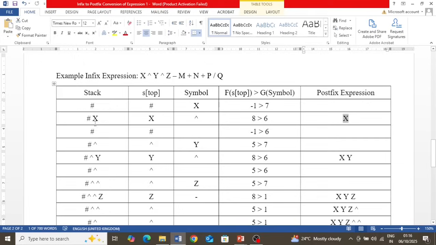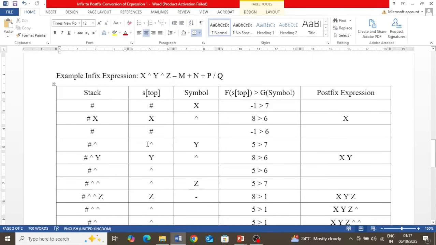Once we pop x, the remaining stack content will be only hash. Top of the stack is hash, and here the raised to symbol is to be processed. Hash value is -1, whereas the raised to symbol value is 6. So -1 is not greater than 6. Then we apply the second step, that is, we push the raised to symbol into the stack body. After pushing it, we have the resulting stack content here.